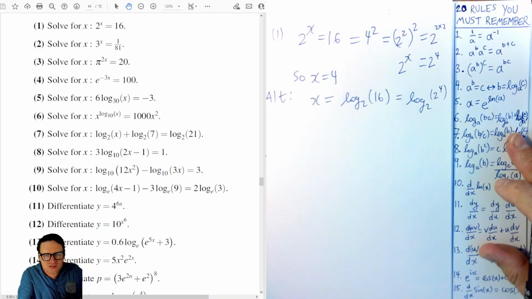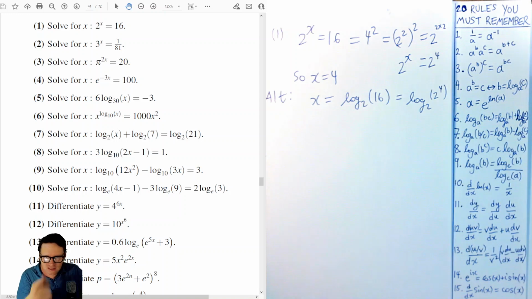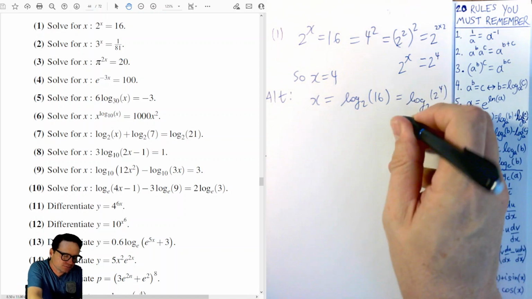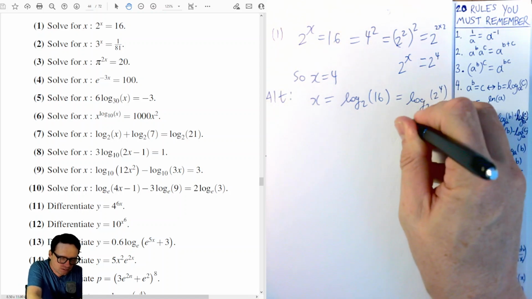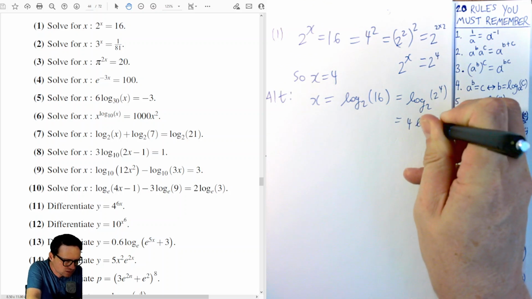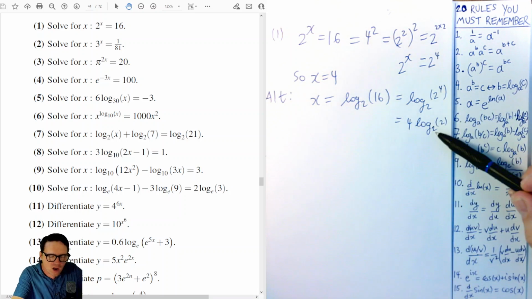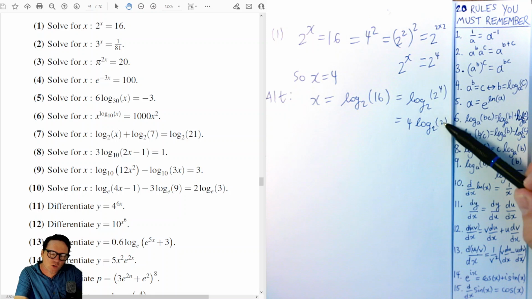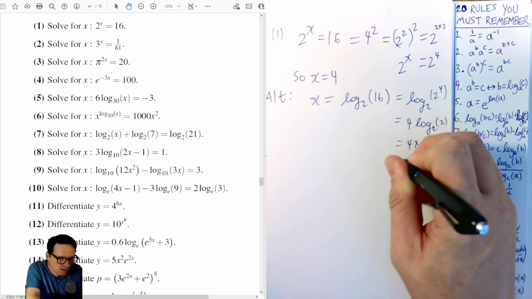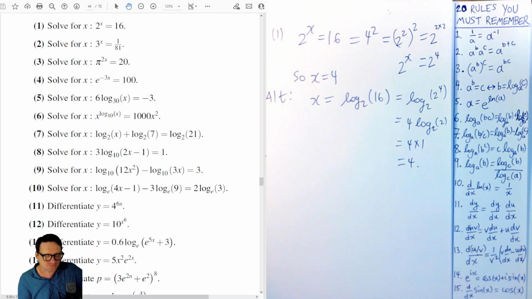Now there's a log rule that says when we have an exponent inside the bracket of the log, so rule number 8, we can pull down that exponent and put it in front. Let's do that here. So 4 times log to base 2 of 2. What this means is, what number do we need to raise that base 2 to in order to get what's in the bracket? Well, it's 1 in this case, because 2 to the power of 1 is 2. So we have 4 times 1, which is 4. So again, we get 4.